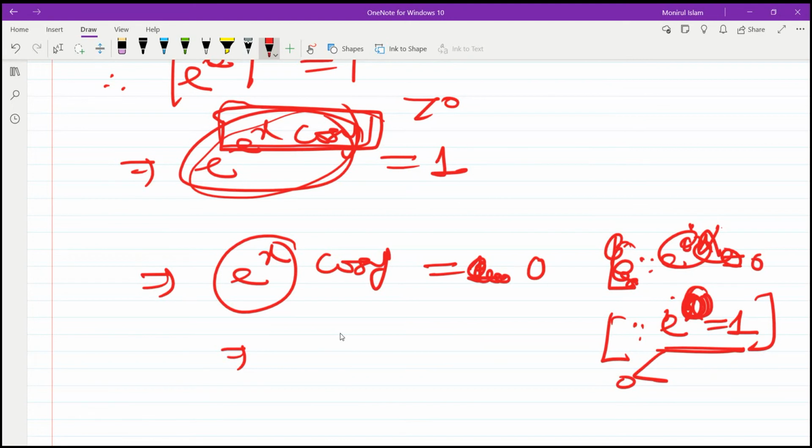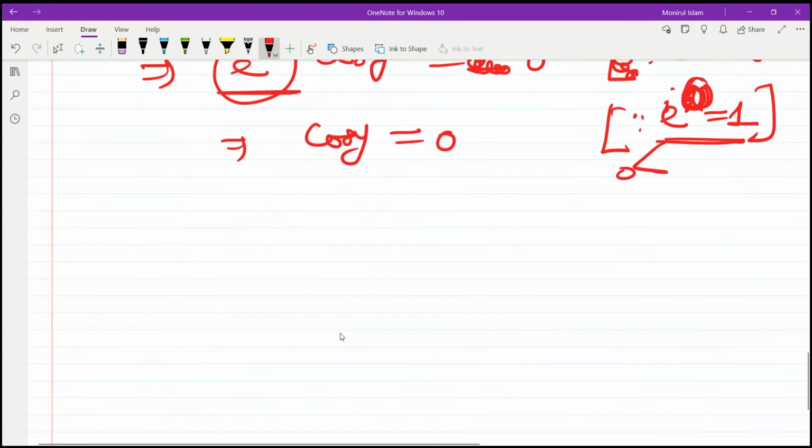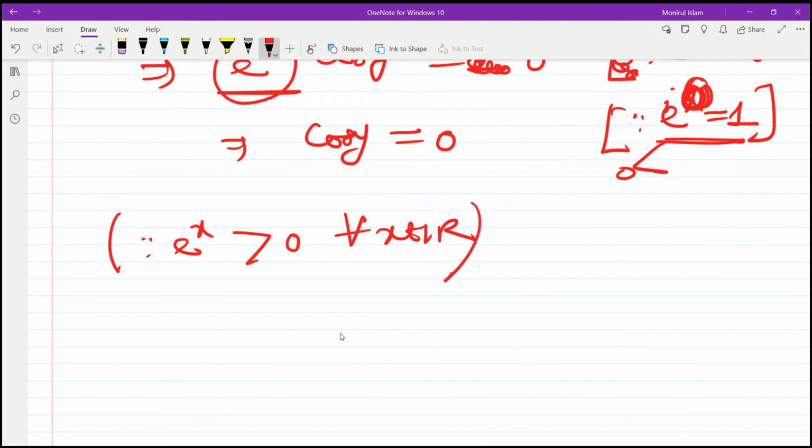Since e power x is positive, it is never 0. So you get cos y will be 0. I just told you that exponential is always a non-negative function, positive for any real number. So it's not 0, so cosine will be 0.